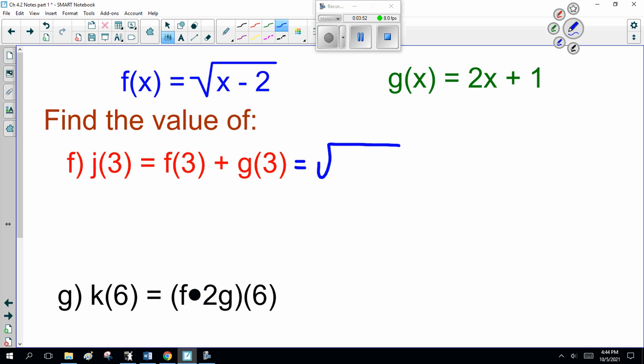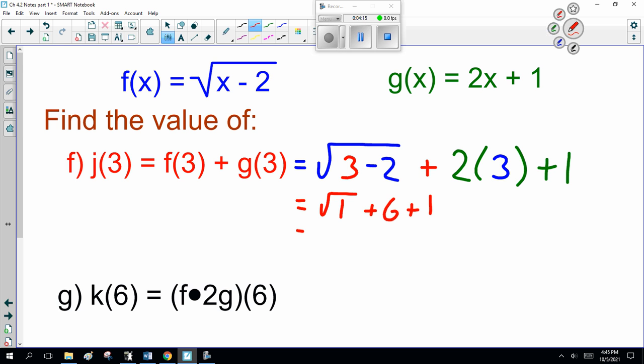So it's the square root of 3 minus 2 plus 2 times 3 plus 1. Okay? So just plug in 3 and solve. This is the square root of 1 plus 6 plus 1. This is 1 plus 6 plus 1, which is 8. So that's fairly straightforward.